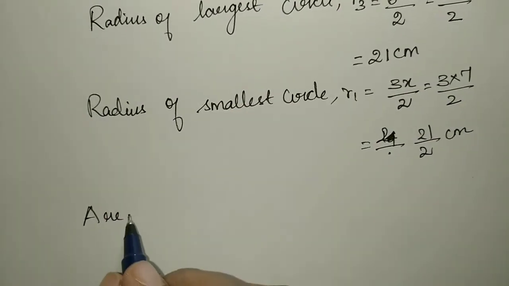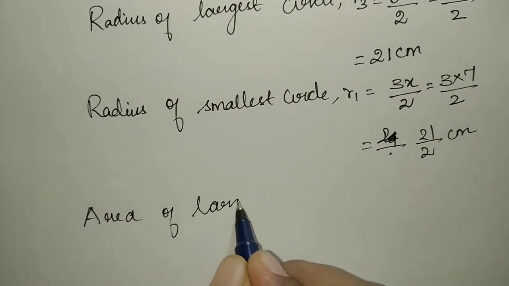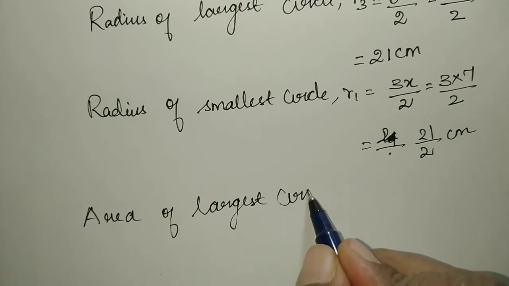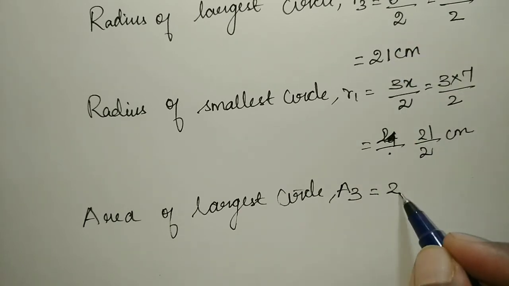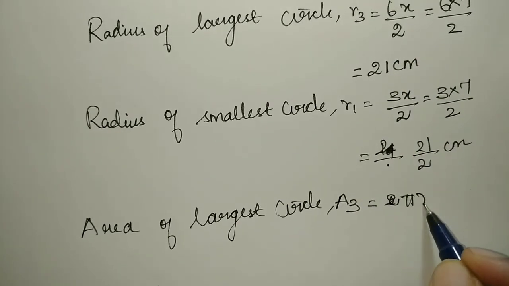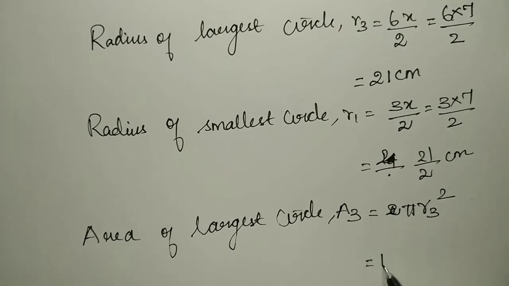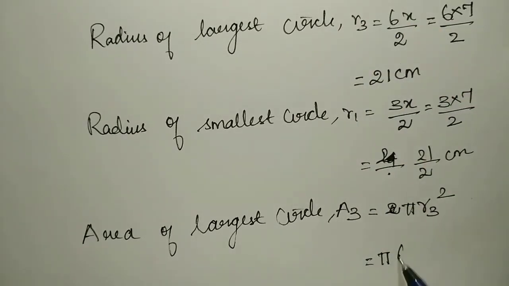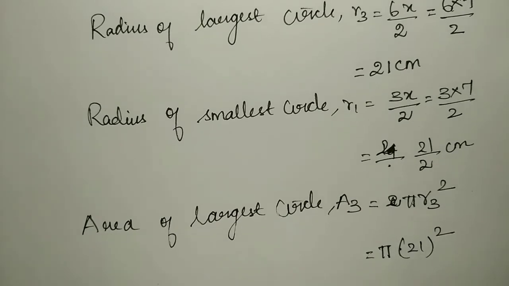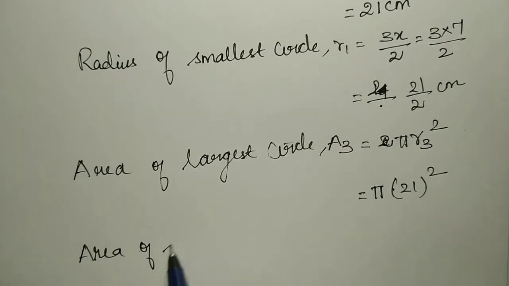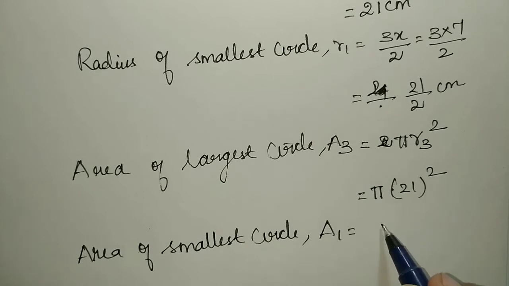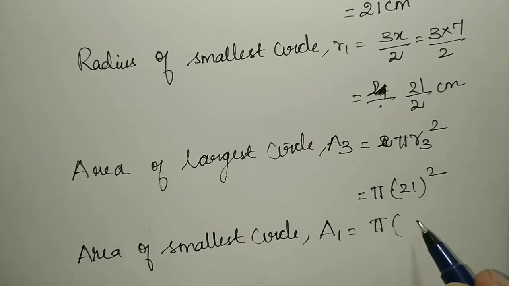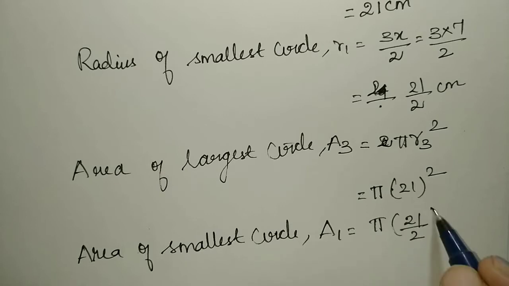Okay, so we have to find the area. The same way we found the radius, we have to find the area of the largest circle. Area of the largest circle is A3, that is pi R3 square. Pi into, what is the radius? R3 we got as 21, square. Area of the smallest circle, A1, is pi into 21 by 2 the whole square.